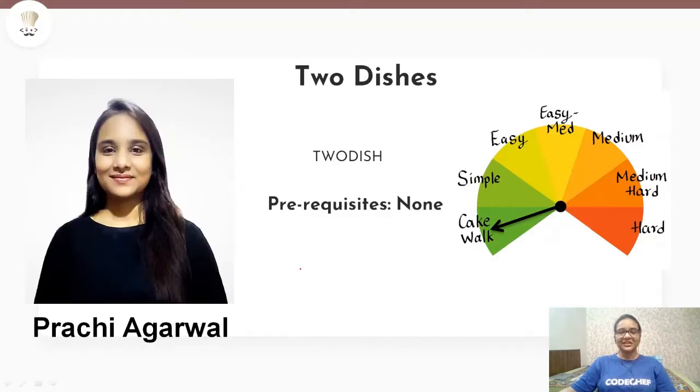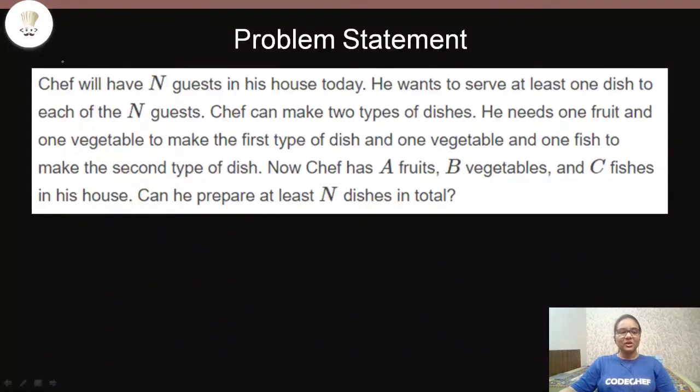Today we'll be solving the problem 2 dishes, which is a September lunchtime cakewalk problem. Now let us see the problem statement. The problem statement says that a chef will have n guests at the house today and he wants that all n guests should get at least one dish. Now how does the dish preparation take place? For every dish he can make two types of dishes.